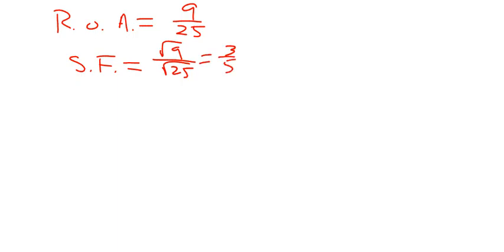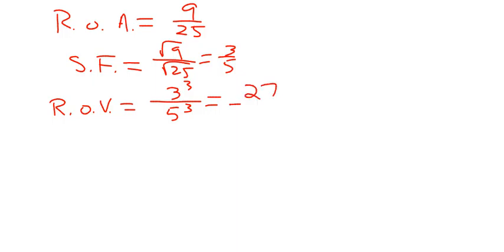But if my scale factor is 3 to 5, what's the ratio of my volumes? Well, shouldn't it be 3 cubed over 5 cubed, which we all know is 27 over 125. If you need to pause this video and think about this a little bit, then do so. Now, if those are the ratio of the volumes, this is A to B, correct? This is the ratio of A to B in the volumes.